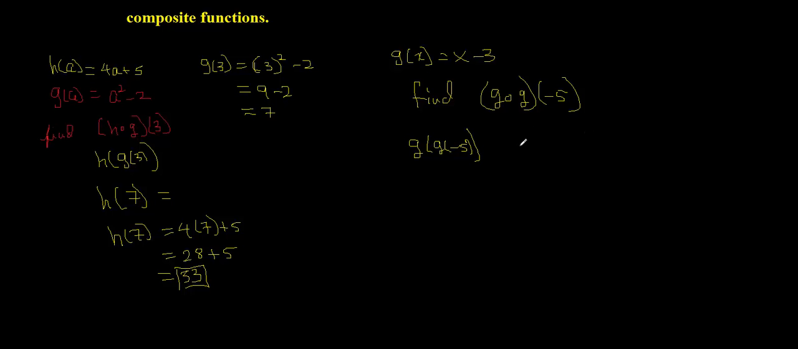So we have to evaluate g first at negative 5, which gives us negative 5 take away 3, which then becomes negative 8. And then we have to evaluate g again, but this time at negative 8. So g of negative 8 becomes negative 8, subtract 3. And of course, negative 8 minus 3 would be negative 11.